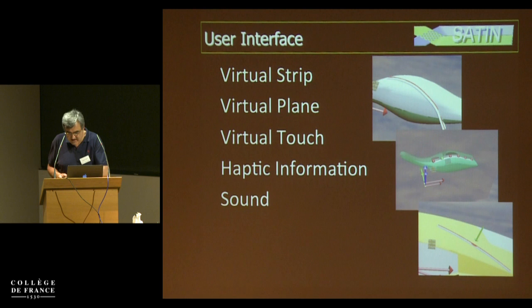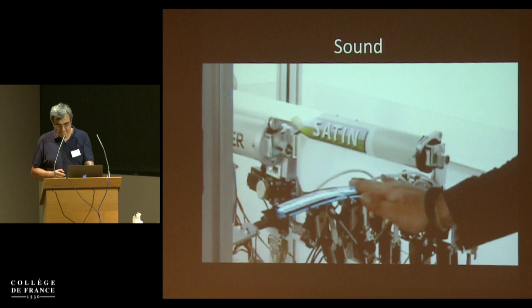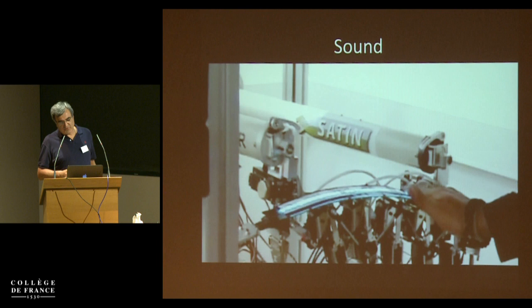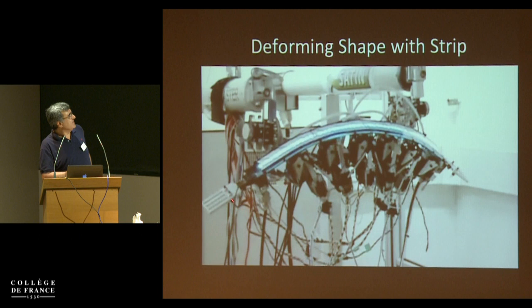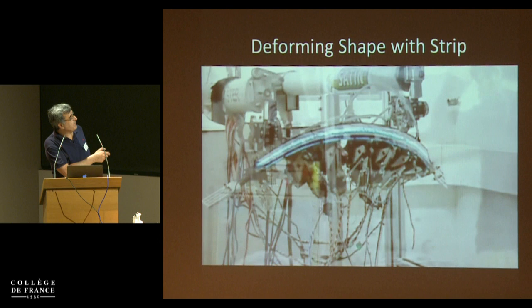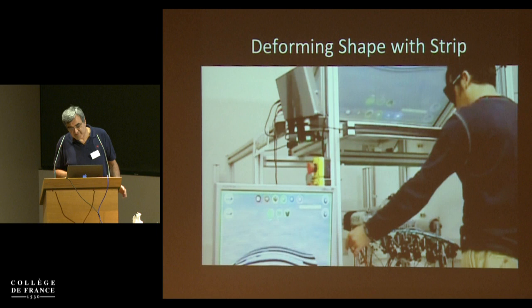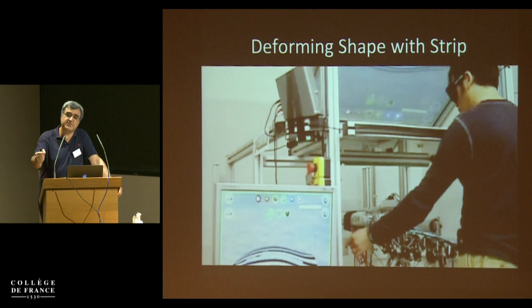Now let me see if that plays. And of course, if you run into discontinuities, you get iconic sound. And here is the idea. You can deform the shape to follow the strip. And if you want, you can also interact with the shape by bending and twisting the strip, by pulling or pushing at its extremities. So this gives you a better feeling of things that are in 3D space, and you can actually feel shapes in a way as if they were solid.